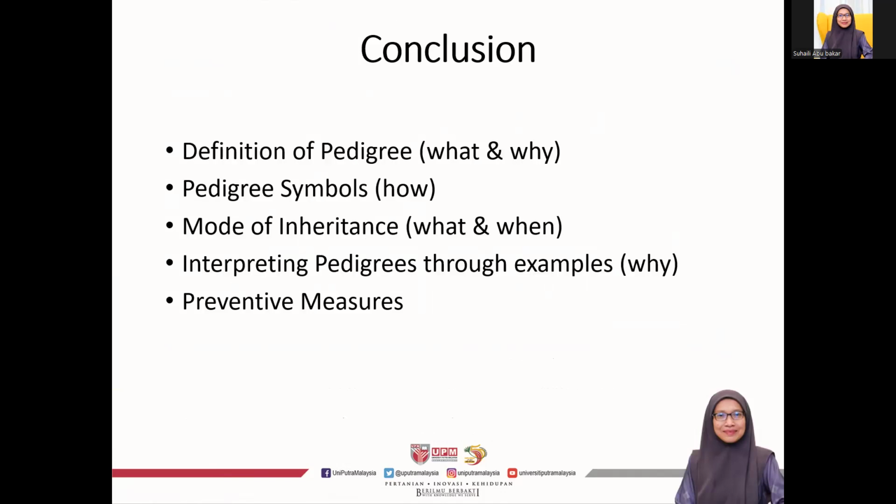So to summarize, knowing the definition of pedigree will help us to understand genetic inheritance, identify the risk, and take preventive healthcare measures. And by using standardized symbols, we can see the mode of inheritance pattern. By knowing our family history, we can make better decisions for ourselves and future generations.